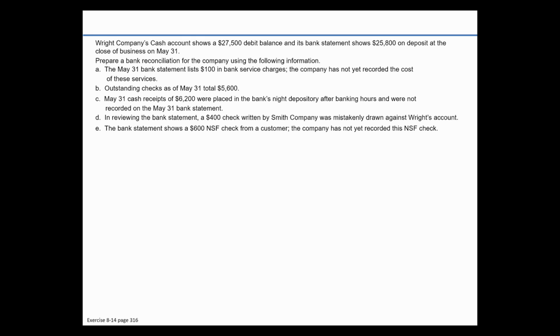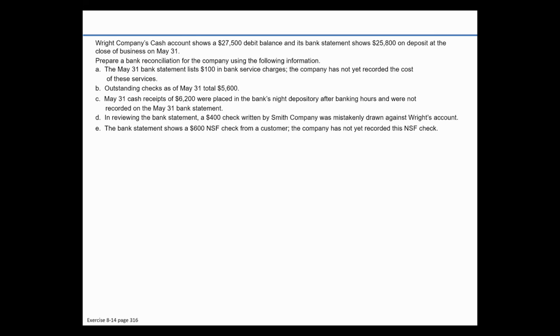And then C, on May the 31st, cash receipts of $6,200 were placed in the bank's night depository after banking hours, and so they weren't recorded on the May 31st bank statement. In reviewing the bank statement, a $400 check written by the Smith Company was mistakenly drawn against Wright's account. So there was a check that came out that was not the Wright Company's check, okay? It was someone else's check that got taken out on their account.